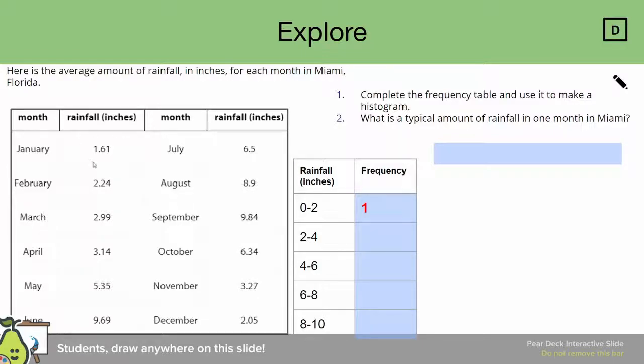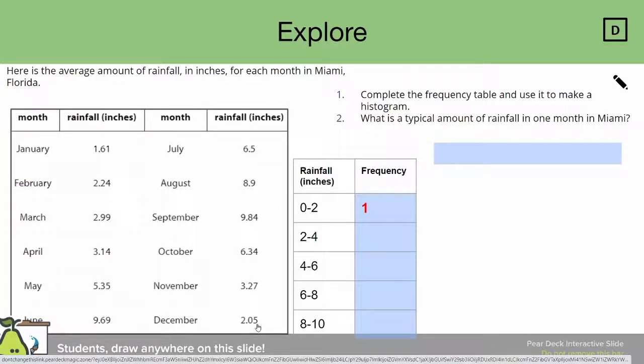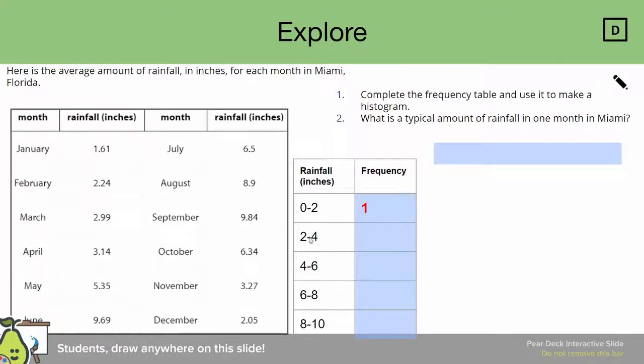In January, we have 1.61. That lands directly between 0 and 2. And if we continue to search, this is more than 2, this is more than 2, more than 2, more than 2, more than 2. And all of these are also more than 2. December is very close, but it is still more than 2. Now let's look at between 2 and 4. If you said between 2 and 4, there are 5 numbers, you are correct. We have 1 right here, 2, 3, 4, and 5.